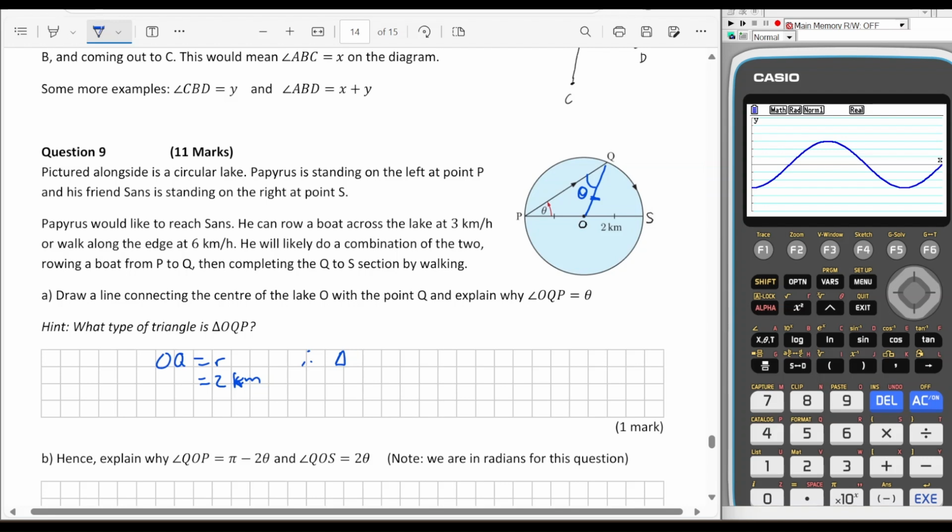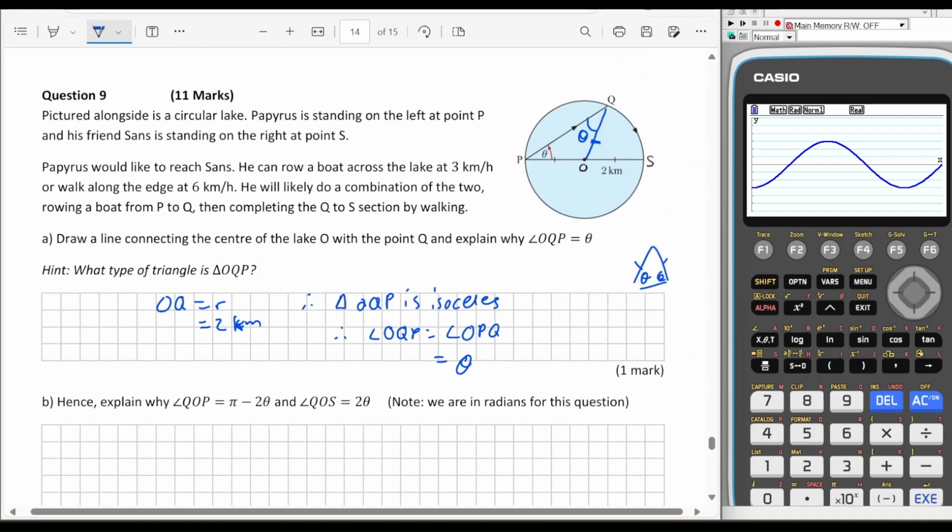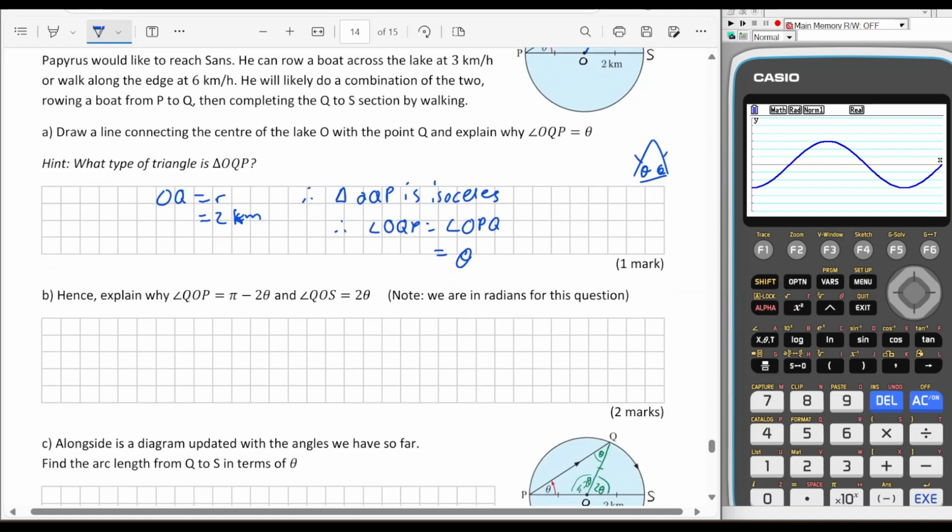Therefore, triangle OQP is isosceles. Therefore, the two base angles, like if you ever have an isosceles triangle, those two angles are the same in the bottom left and bottom right. So our triangles are oriented a bit differently, but angle OQP equals angle OPQ, which is theta. Okay, hence explain why that bottom angle there is pi take 2 theta.